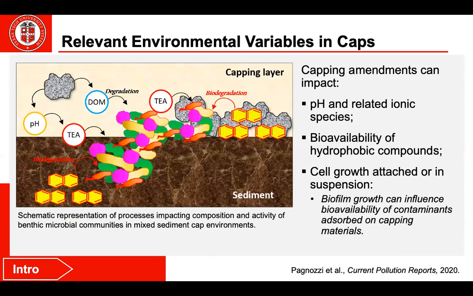I mentioned already that the sediment cap environment is extremely diverse. When you're looking at these sediment caps, it's changing a large number of parameters: pH and ionic species, the bioavailability of hydrophobic compounds. You're kind of playing this cat and mouse game of trying to contain these contaminants, but you want them to be bioavailable. So to what extent do you want to contain, and to what extent do you want an aqueous solution when they're more likely to be bioavailable to different organisms?